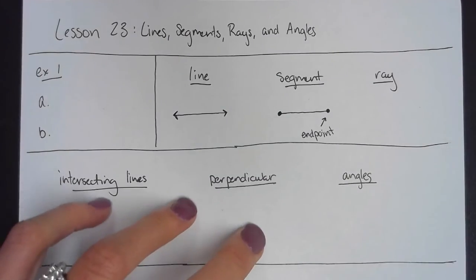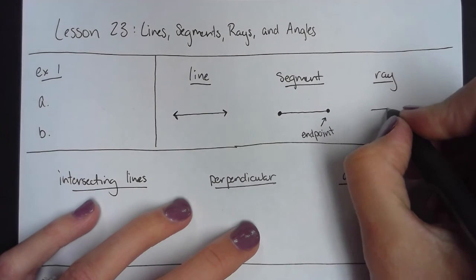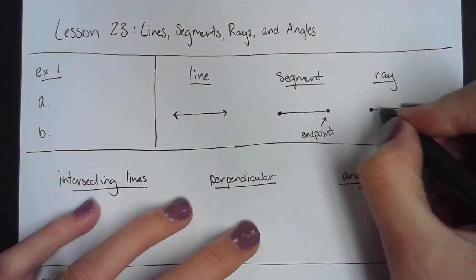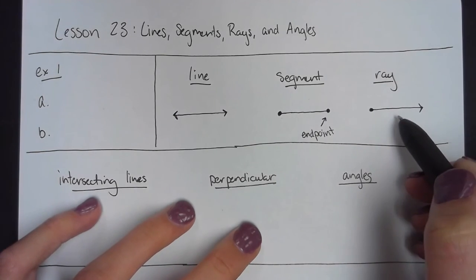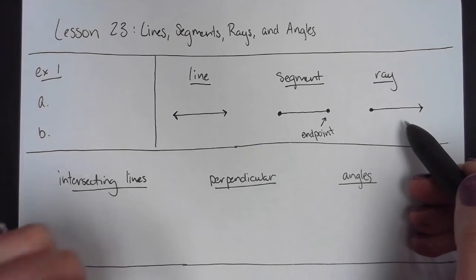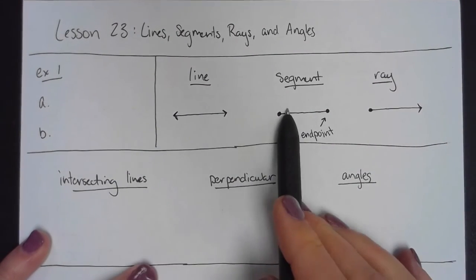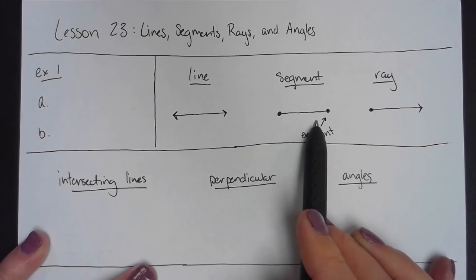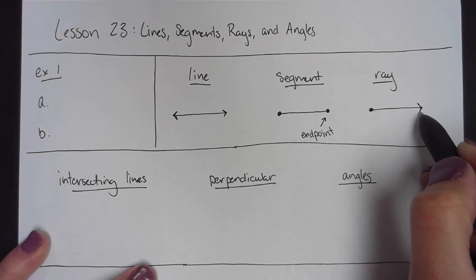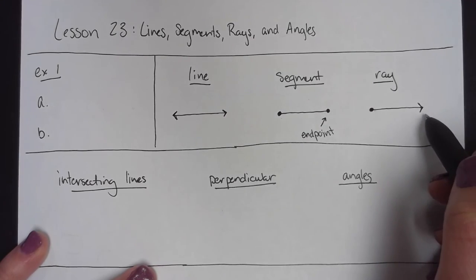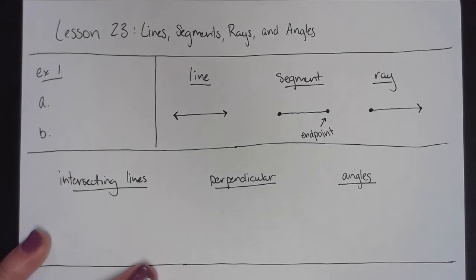Then we've got a ray. A ray is kind of a mix of the two. At one side, we're going to have an endpoint, and at the other side, we're going to have an arrow. Now, rays are going to be what makes up our angles in a little bit farther down on our paper. Right? So line, 2 arrows. Segment, it's got endpoints. And then ray, endpoint here, and then it goes with an arrow on this side. So it starts here, and it's going to keep going in this direction forever.